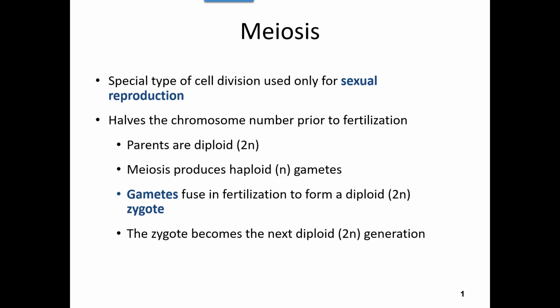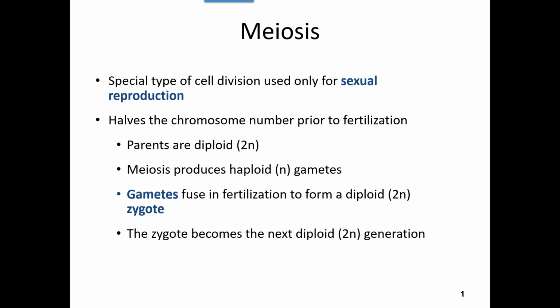Our chromosomes are diploid, which means they have two copies of each. So we have pairs of chromosomes. And the human's diploid number is 46. We have 23 pairs of chromosomes for a total of 46. The haploid number of that is 23.